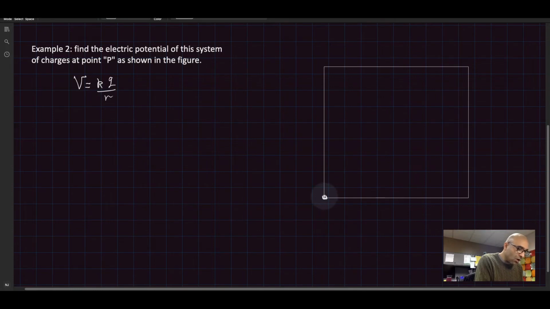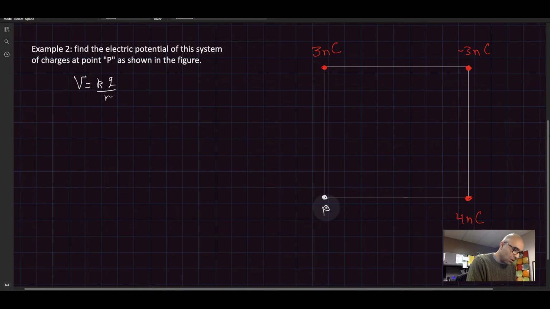Now we have a set of different point charges distributed at certain distances, kind of like in a square. So we have a charge here, I'm going to make it red, of 4 nanocoulomb, and another charge on the other side of the square, minus 3 nanocoulomb, and a third charge here, and this one is positive and equal to 3 nanocoulomb. We need to find the electric potential at point P. So this is our point P, the point of concern for us, and we should know that the square has a side length of 1 meter, okay?